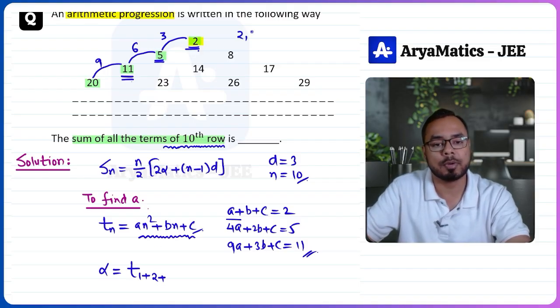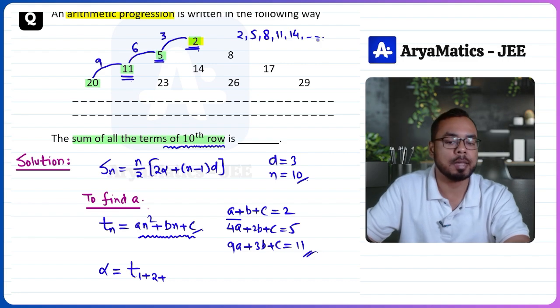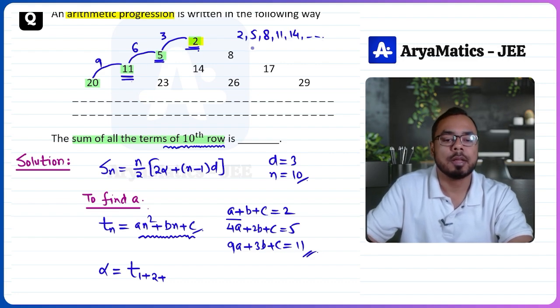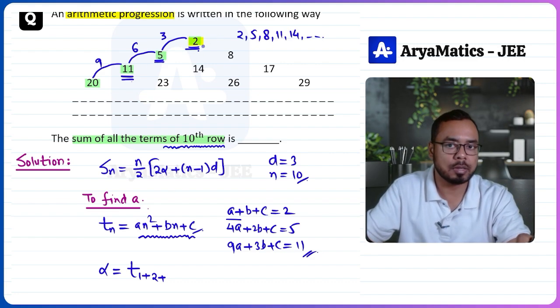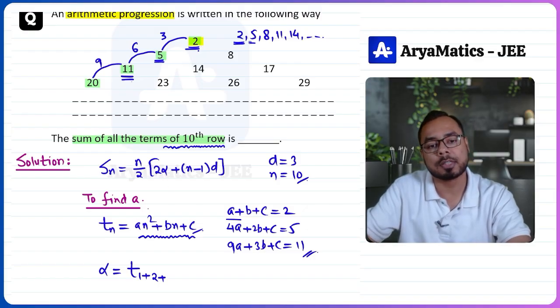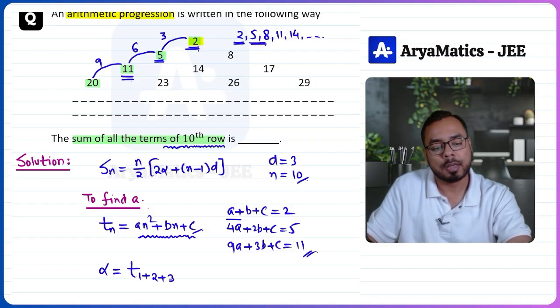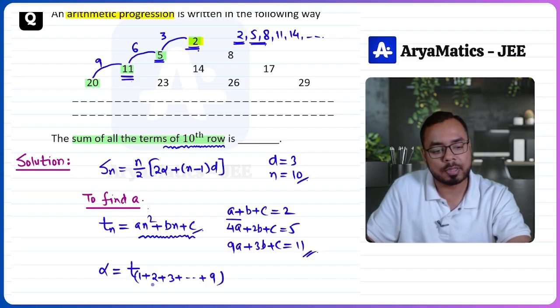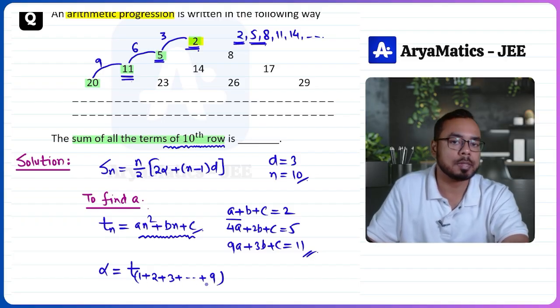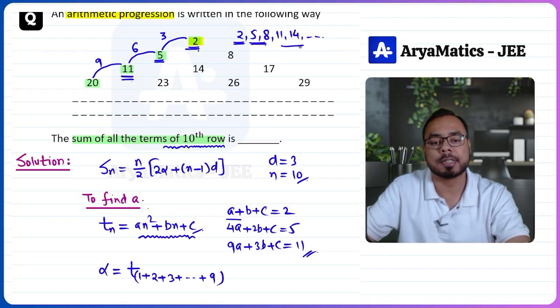Now we are talking about this AP 2, 5, 8, 11, 14 and so on. Right? This is the AP that is there. In the first row we have one element, so we have used one term of this AP. In the next row we have two elements, so we have used the next two elements of the AP. Similarly, by the time we complete the ninth row, we have used the first 1 plus 2 plus 3 up to 9 elements of this AP.